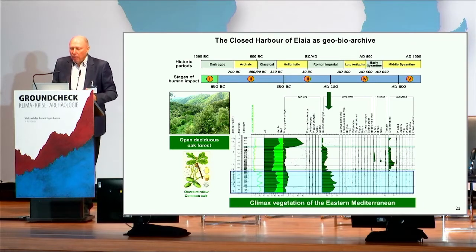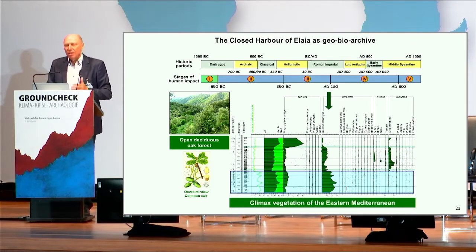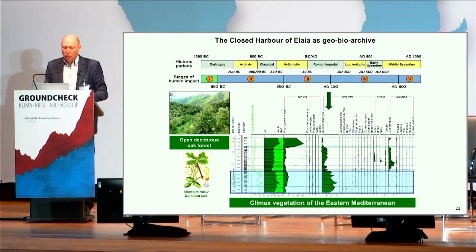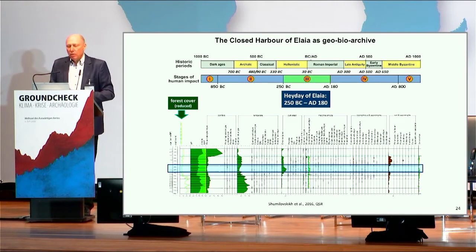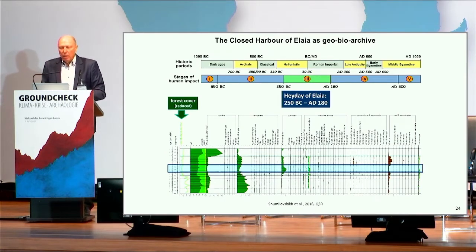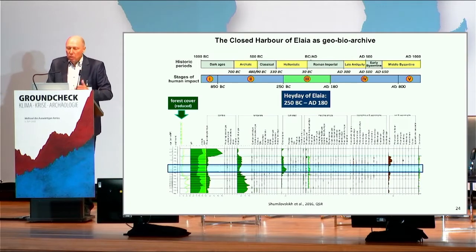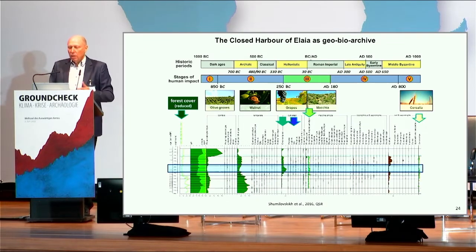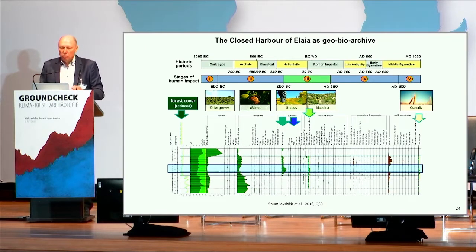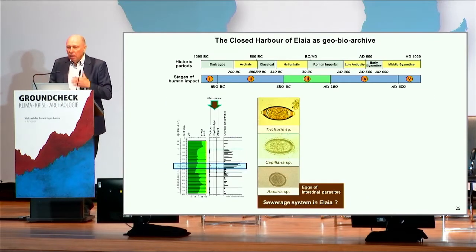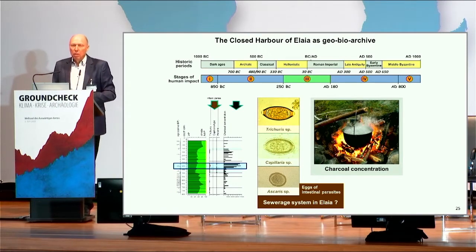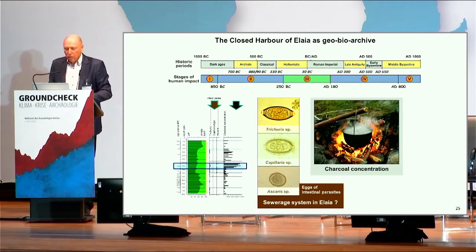When I look at the pollen diagram, I see that before the human impact, we have a deciduous oak forest. This is what we call the climax vegetation. It's a deciduous oak forest, which is quite open, relatively open. But in the heyday of Elaia, 250 BC to 180 AD, what do we see? A reduced forest cover. So they cut the forest, of course, part of it. And then we see olive groves, walnut, and so on, cerealia. So this is, of course, the strong human impact. And we see, again, intestinal parasites, the eggs, and we see a high amount of charcoal. We see the fire species. So here you see it.